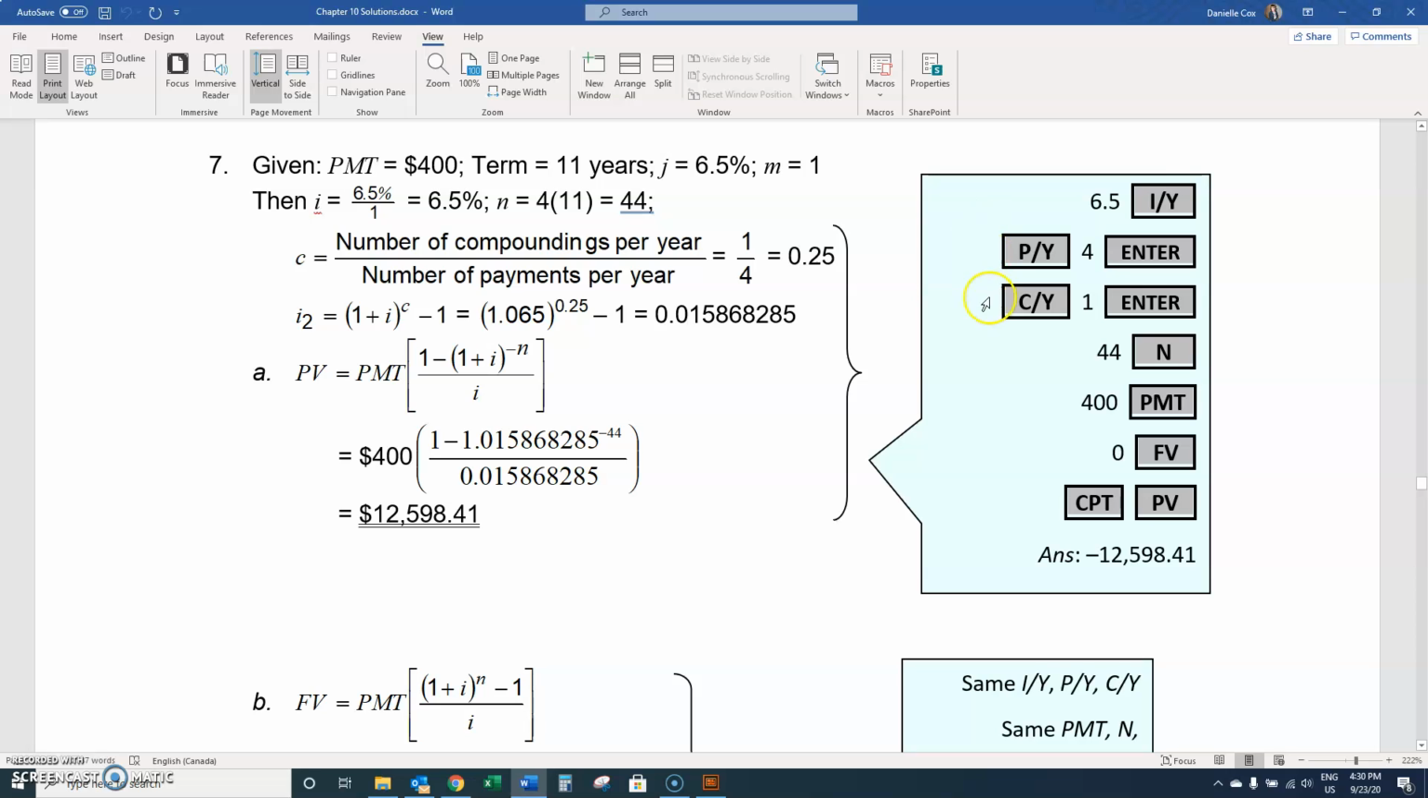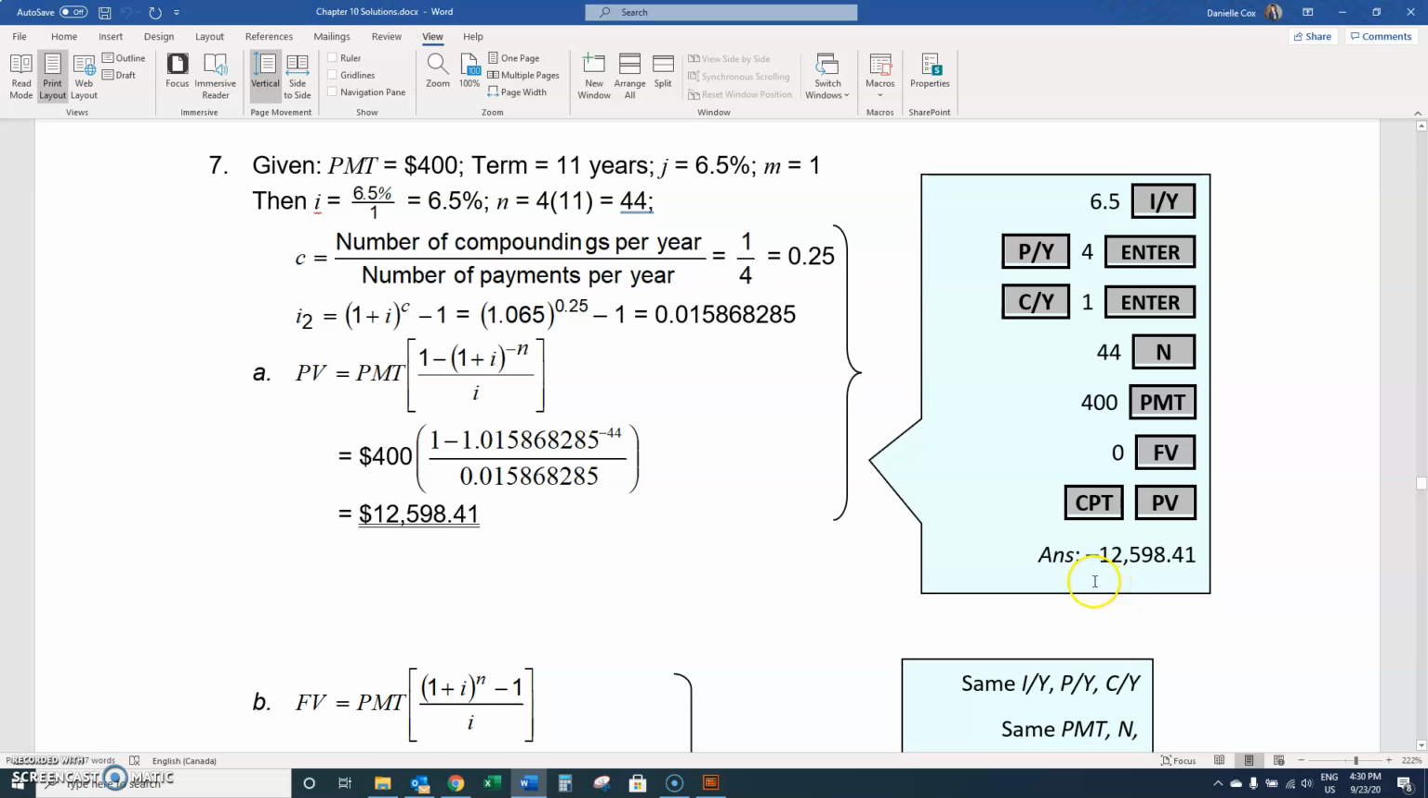Now we're at the point where they're going to be different, or they will sometimes be different. So make sure you go in and enter both. Payments per year were 4, compoundings per year were 1. N was 44, payment was 400. We're computing our present value, so make sure you put in a 0 for your future value. If you get that information in, you get your answer for your present value.